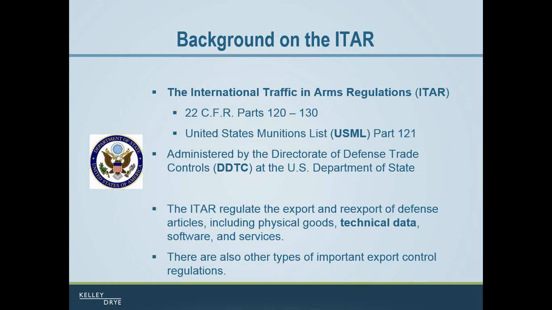The U.S. Munitions List, USML, lists specific items that are controlled under the regulations in Part 121. As indicated, these regulations are administered by DDTC, enforced by a variety of different U.S. government agencies, including DDTC, the FBI, ICE, Customs and Border Protection, and others. The ITAR regulate the export and re-export of defense articles, which includes physical goods, technical data, software, and services.